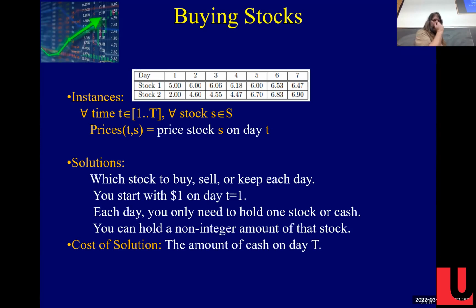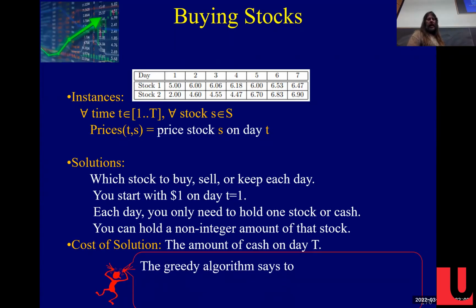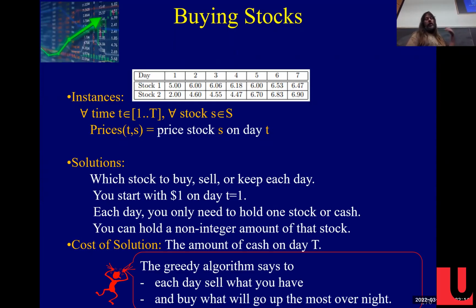Anyway, the cost of a solution is, on the last day, you put everything back into cash, and you want as much cash as possible, right? And if this was your entire problem, then it would be easy because each day you sell what you have and you buy whatever is going to go up the most overnight, as a percentage. I mean, that's the solution. Everybody agree with that? Right?